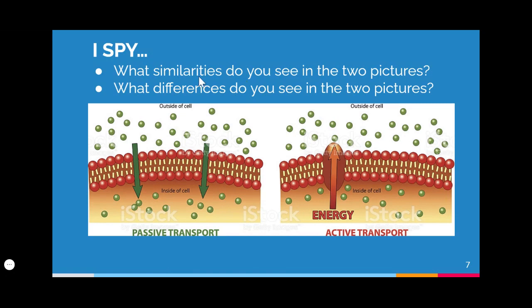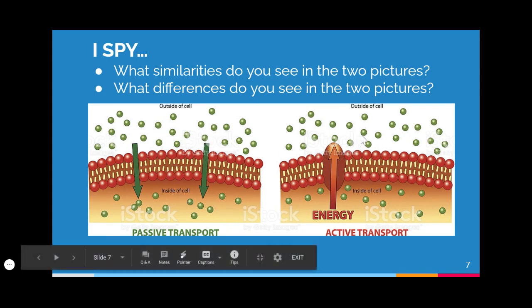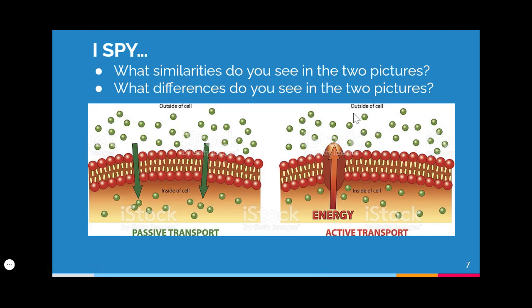All right, hopefully you were able to see on the outside of the cell there are many ions or molecules. On the inside of the cell, very few. Here we have a high concentration on the outside of the cell, low concentration on the inside. With this picture of active transport, you have the same idea. There's a lot of green molecules on the outside of the cell and very few green molecules on the inside of the cell. So that is a similarity between these two pictures.